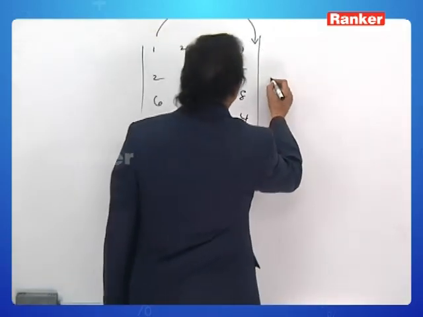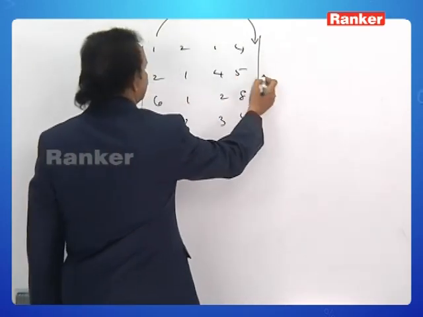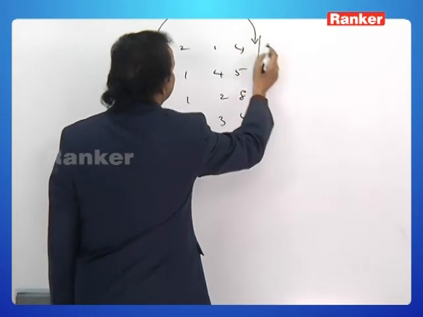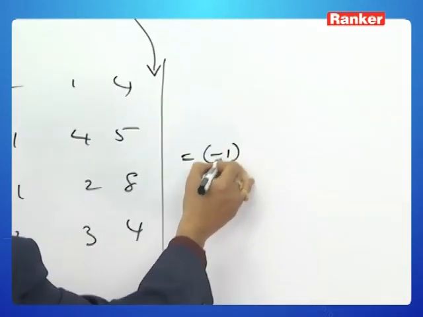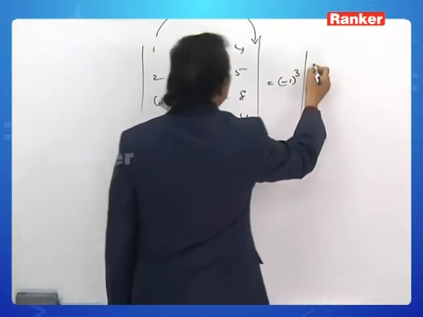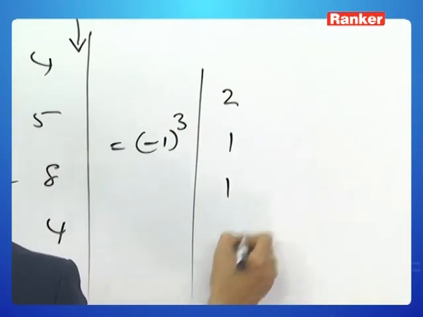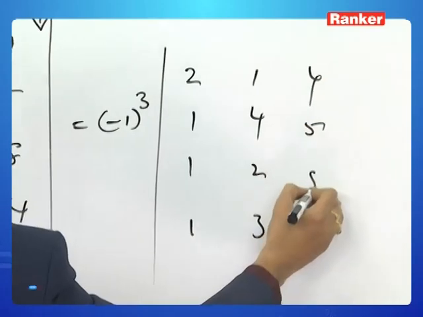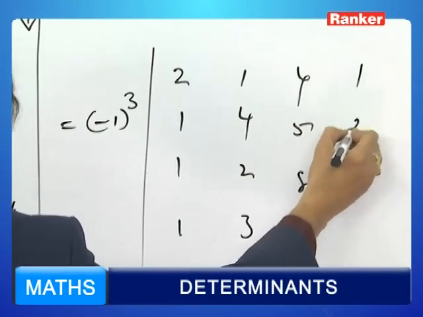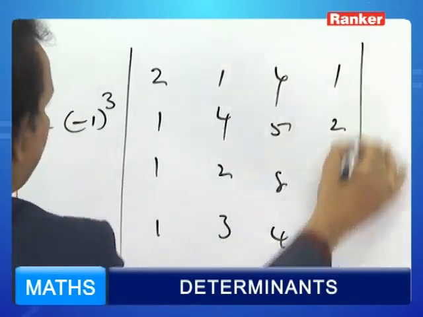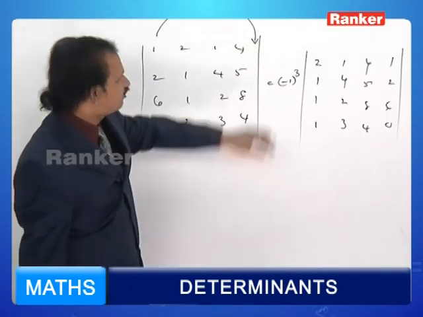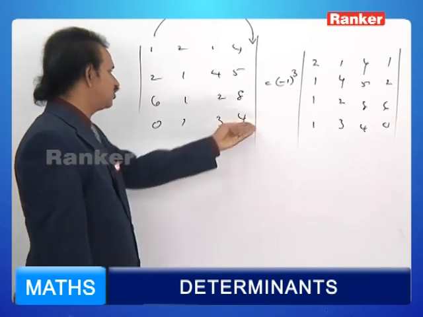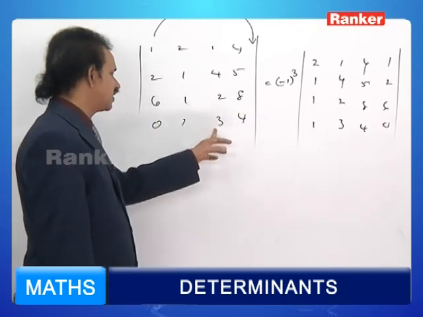Then this is equal to, how many columns have you translated? 3 columns, so minus 1 whole cube into 2, 1, 1, 1, 1, 4, 2, 3, 4, 5, 8, 4, 1, 2, 6, 0. You have transferred this to the fourth place. So you would like to see this as the fourth column. This is the first column, second column, third.